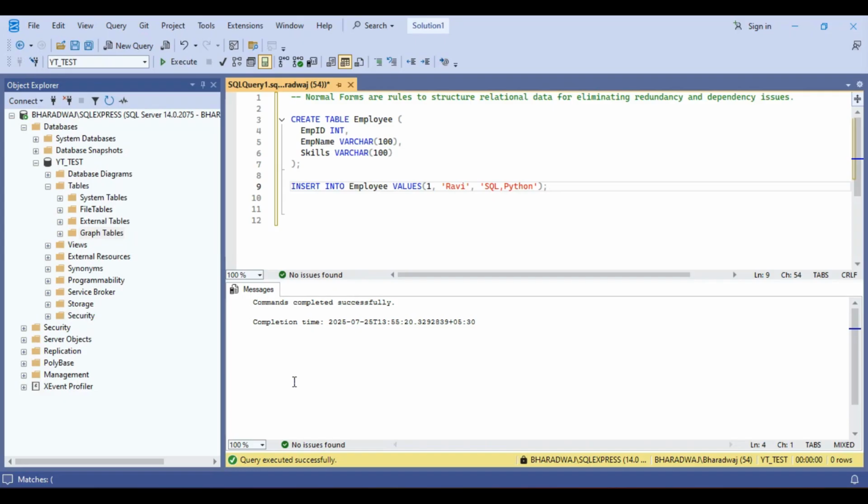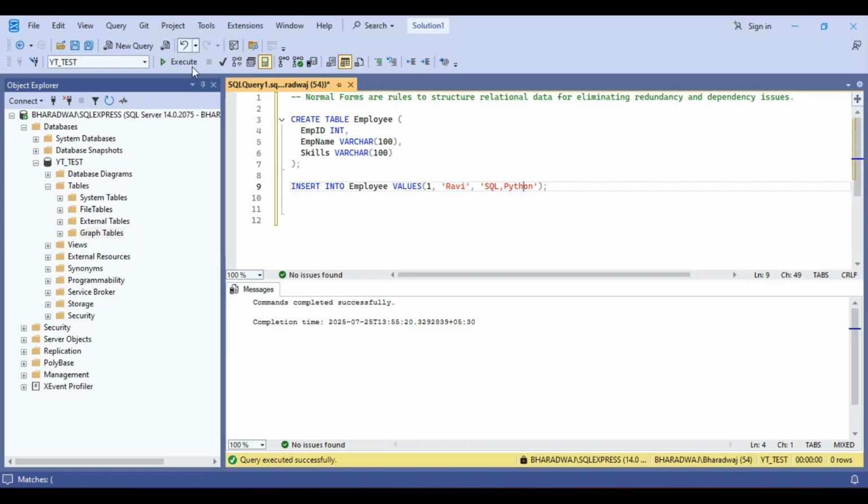Basically what we are doing here is breaking the multi-valued fields. This violates the one normal form. SQL, Python, we have two things here, so we are giving multiple skills in one column. This shouldn't happen in one normal form. In simple terms, a single column holds multiple values, comma separated, SQL comma Python. This violates the one normal form.